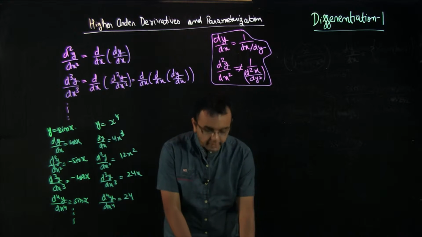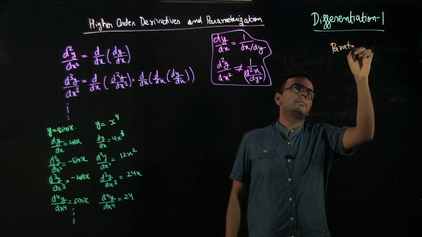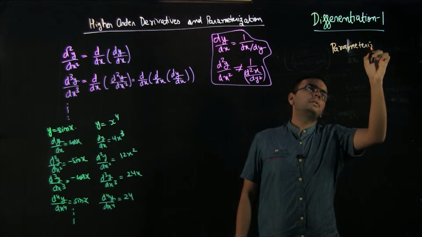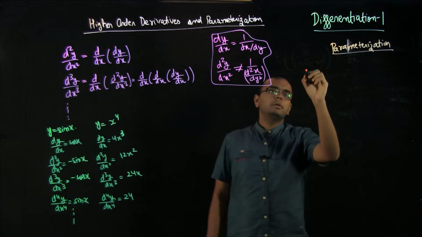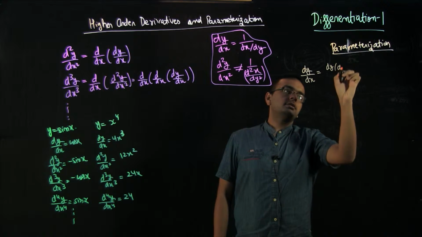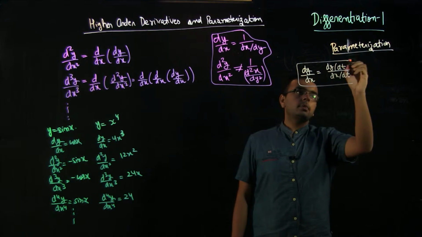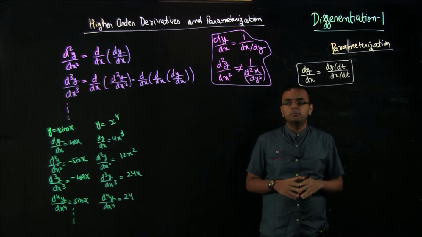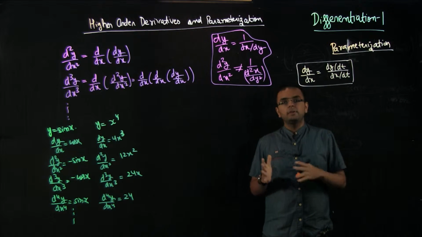So now let us talk about parameterization, and then I will club these two things. If you have a parameter t or some other parameter theta, then it is sometimes very easy to calculate derivatives by this relation. If you have dy by dx, then you can calculate it as dy by dt divided by dx by dt. So basically you differentiate both y and x with respect to t, and then take the ratio. That will give you dy by dx.